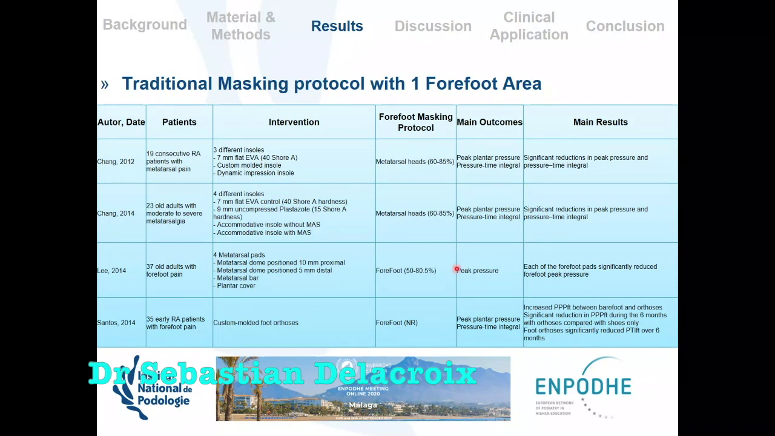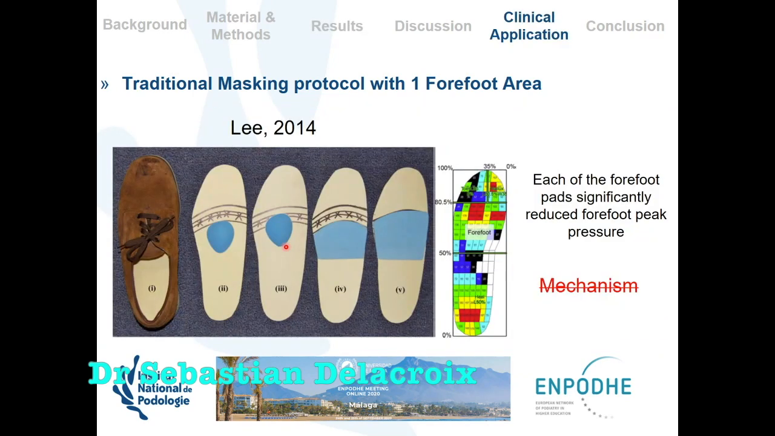So globally, the studies show a reduction of peak plantar pressure or pressure time integral depending on the different interventions, like custom made orthoses or a metatarsal pad. An example of a study is Lee, who used just one forefoot area under the foot. He compared different interventions like metatarsal dome or bar or plantar cover, and each of the forefoot pads significantly reduced the forefoot peak pressure, but it's difficult to show where the pressure is reduced, and it's impossible to identify a mechanism of pressure transfer.